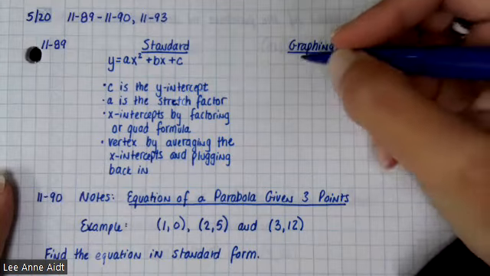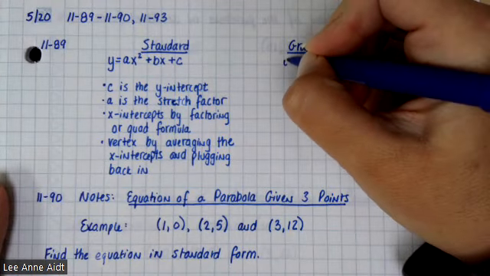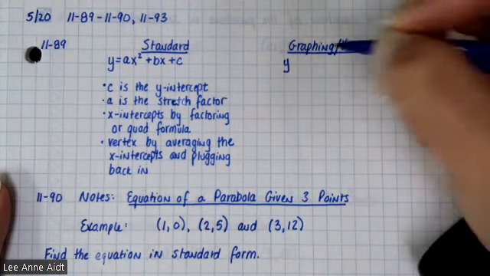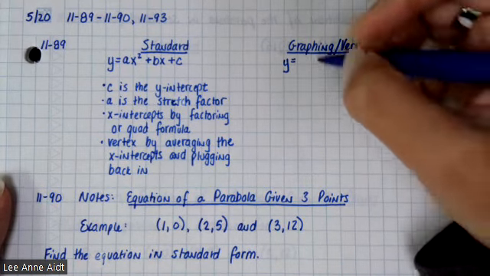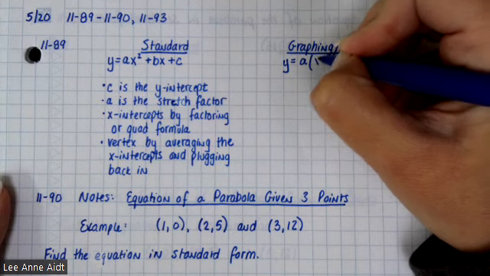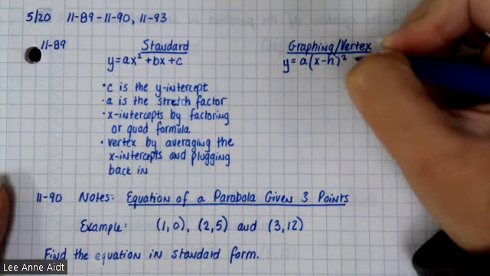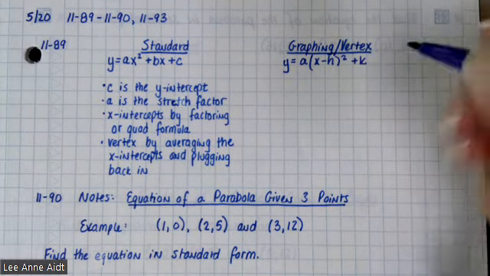Now, graphing vertex form. Some teachers call it graphing form, some teachers call it vertex form, the math 2 teachers. So I want to put both here. And that's y equals a times parentheses x minus h squared plus k.